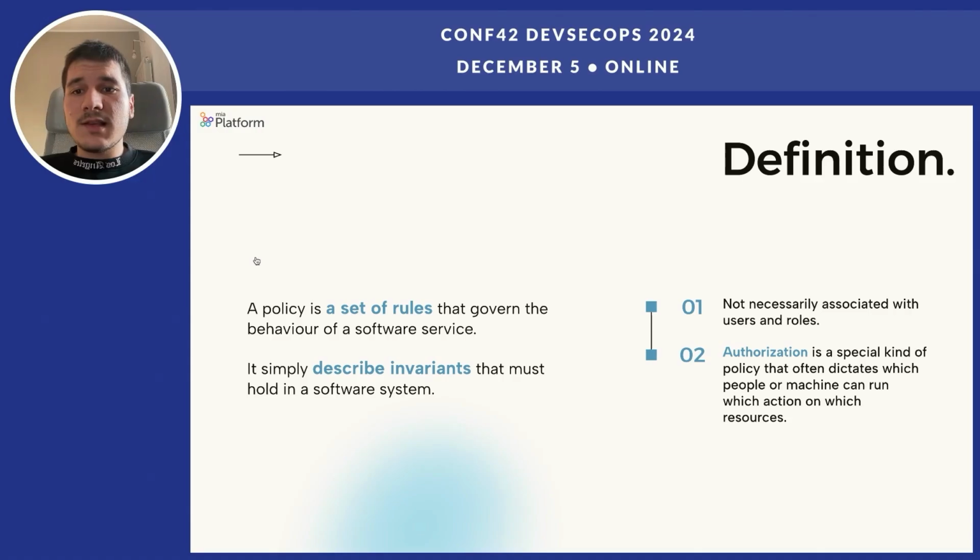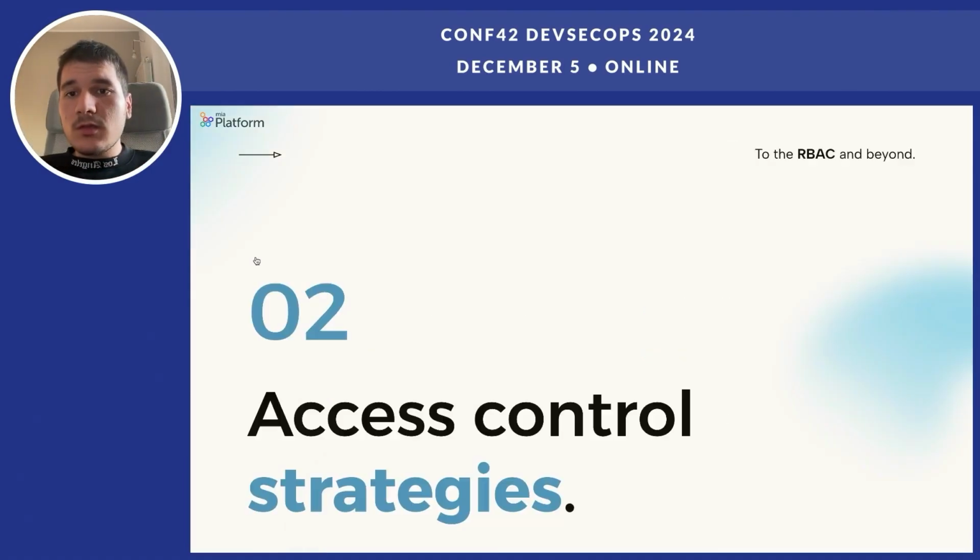Policies are not necessarily limited to the world of authorization. Authorization policies are just a subset of a broader category, and they specify which users, or machines of course, are allowed to perform certain actions, or act on specific resources within a system. The first thing we need to think about when considering API authorization is which strategy to use. There are different strategies to define the access control on our system. Let's take a look at a couple of them.